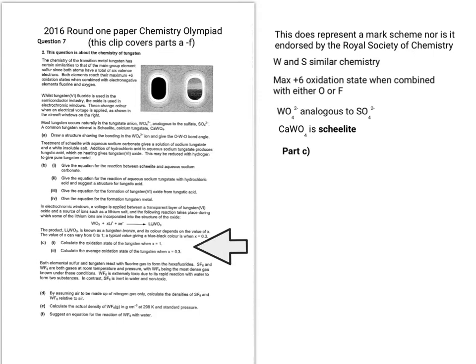So, here it talks about electrochromic windows, i.e. the photograph at the top that we mentioned a bit earlier. It says, a voltage is applied between a transparent layer of tungsten 6 oxide and a source of ions such as a lithium salt. You can probably just about make out that it's XLi+ plus X number of electrons to give you LiXWO3, or what they call tungsten bronze.